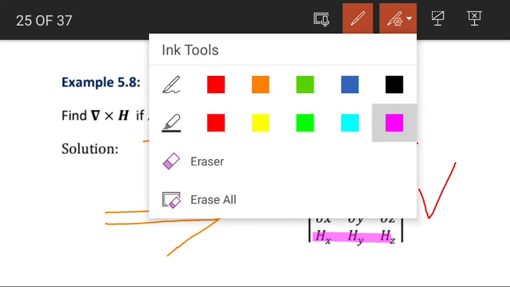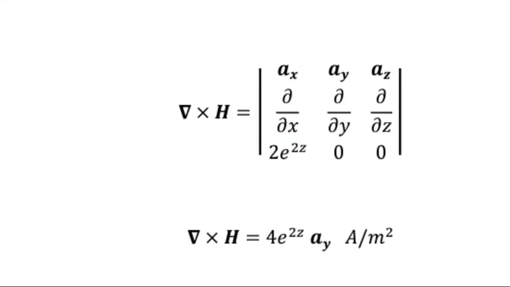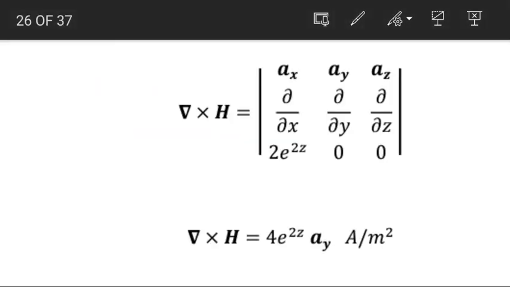If you focus on the expression for the magnetic field intensity, you see the magnetic field intensity has got one component only, and this component is the x component. So the x component of the magnetic field intensity is 2e raised to power 2z. The y component is 0 and the z component is 0. There is no component along y axis and no component along z axis. So we put the values in this particular determinant.